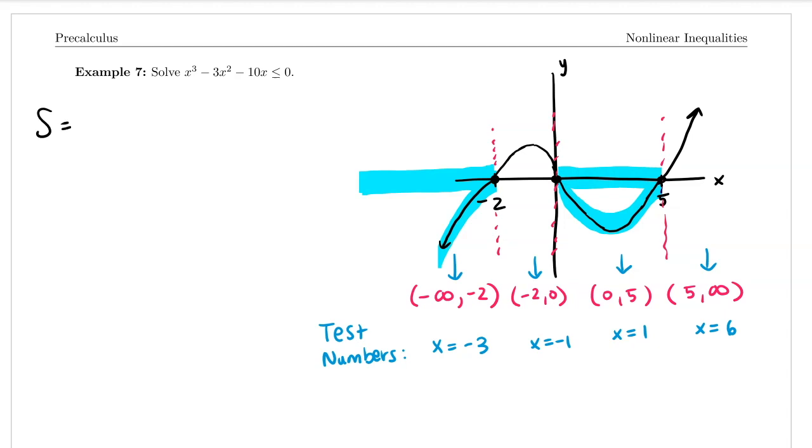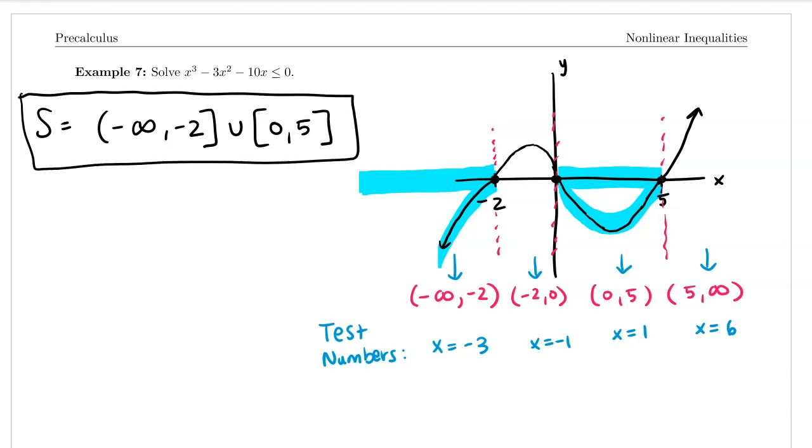So our final answer for our solution set is going to be negative infinity to negative 2, and I'm going to put a bracket on negative 2 since that would make our cubic 0, union bracket 0, 5 bracket. And here is our final answer for example 7.